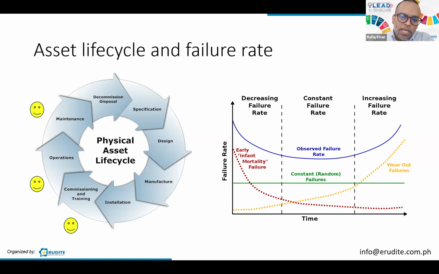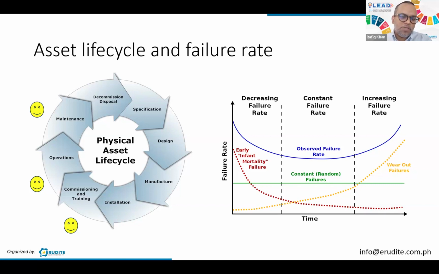The next one, which is in yellow here, is wear out failures. As the asset wears out or ages, your failures start to increase again. Early infant mortality failures happen early on, and after some time, you don't see them anymore. So for a certain manufacturing design, you can already look at the rates of failure and determine if it's something related to installation or non-compatibility. So you will see a trend there.